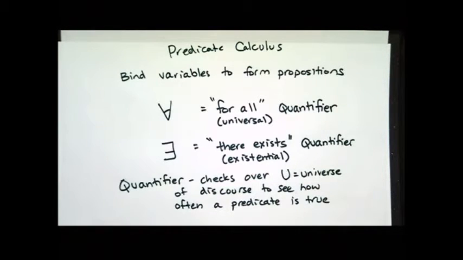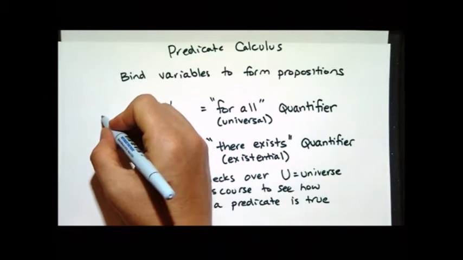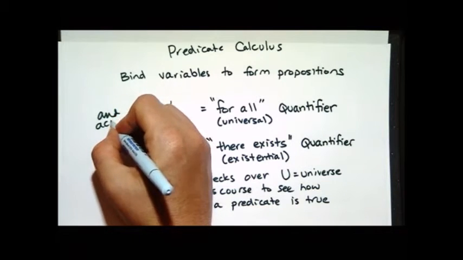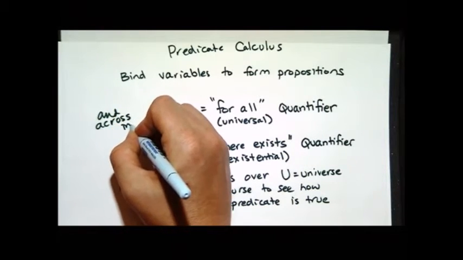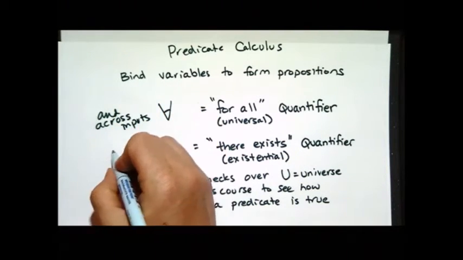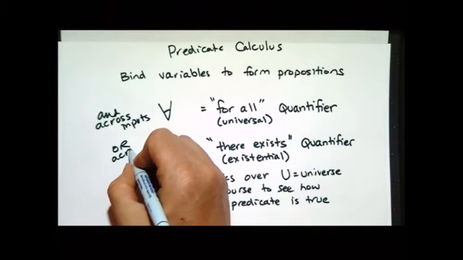So for all is like AND, and there exists is like what? It's like OR across the input space. So there exists x, p of x is actually going to look at all the possible values, and if any one of them is true, it'll be true. So for all acts like AND across all the inputs, and there exists is an OR across all the inputs.